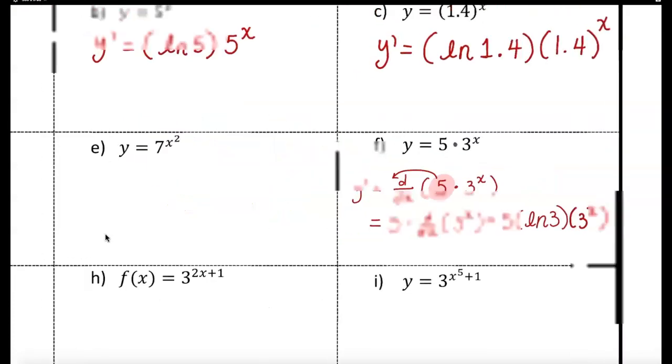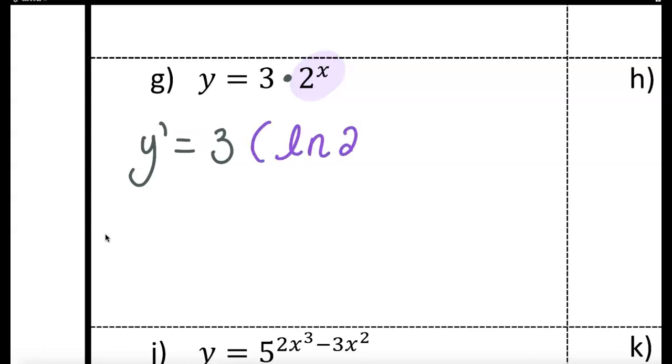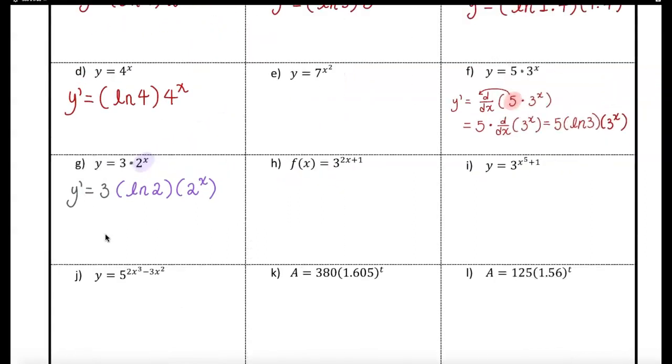Like, for example, down here, I can completely ignore that 3 in front and say y prime is equal to, and 3 is just hanging out waiting for the other guys. And if I take the derivative of 2 to the x, what's that going to be? That is going to give me natural log of what number? 2. And that's getting multiplied by 2 to the x power. And that is it.